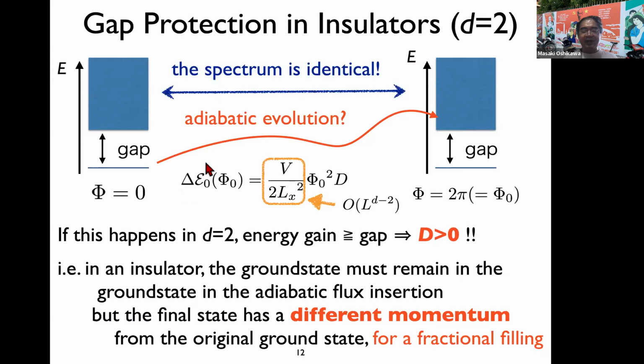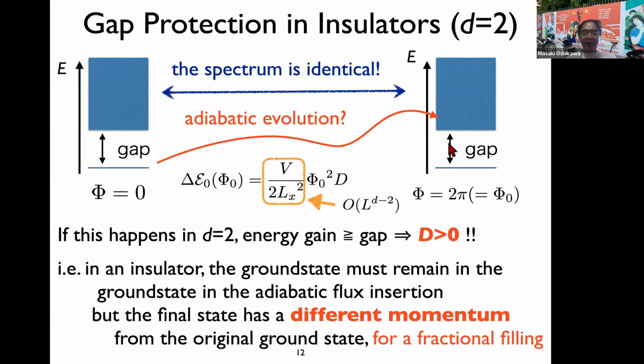In that case, if the ground state is unique, then I have just shown that the final state must be different from the initial state if the filling fraction, the particle density, is not integer and is fractional. Then that means that the final state must be different from the ground state, means that somehow by adiabatic evolution, this ground state must evolve into one of the excited states.